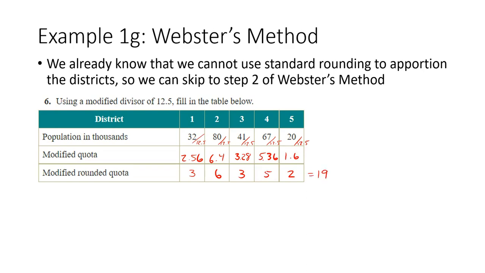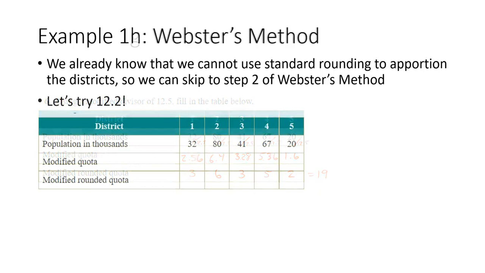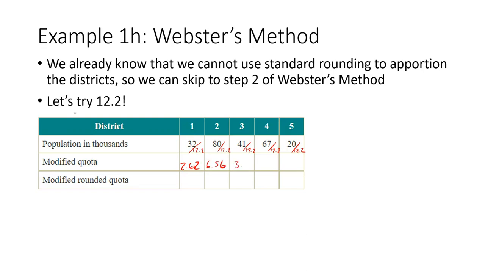So here we have too few seats. We had used 12 and there were too many. We used 12.5 and there were too few. So let's try 12.2. If we divide each value by 12.2, just modifying the divisor so that our rounded values will add to 20: 2.62, 6.56, 3.36, 5.49, 1.64. If we round each of these values, 3, 7, 3, 5, and 2, now we get 20.